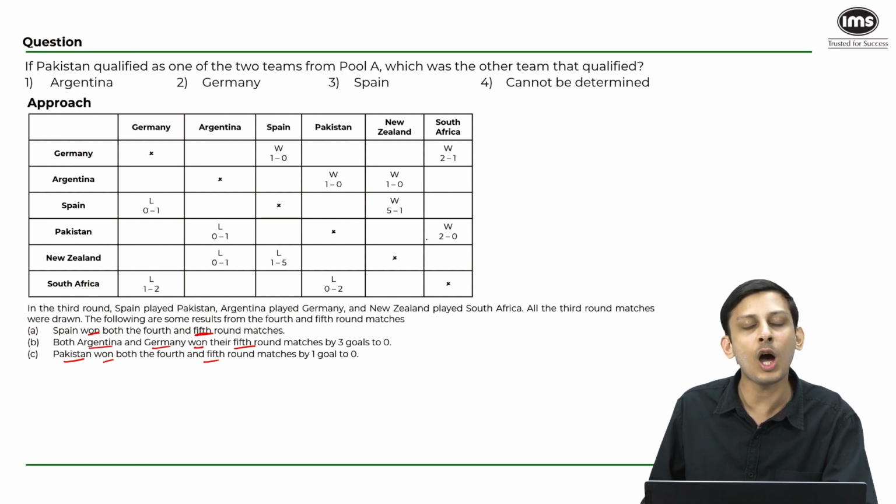But in every round, how many matches are there? 3 matches, because there are 6 teams in total, and in one match there will be 2 teams. So in every round, there will be a total of 3 matches: 2 teams, 2 teams, 2 teams. Now, if there are 3 matches in every round, then in the 5th round we can have a maximum of 3 winners. How can there be 4 winners? And therefore, this was inconsistent data, which means this question ideally should not have been attempted.